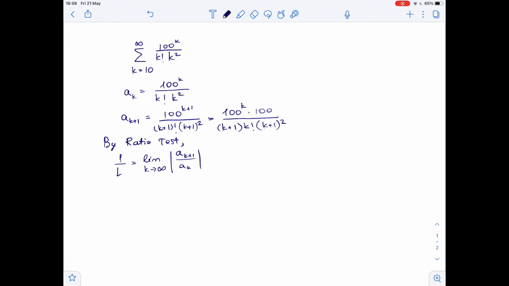Well, let's substitute the terms that we have just found. So it's equal to the limit where k approaches infinity, absolute value of 100 to the power of k times 100 over k plus 1 times k factorial times k plus 1 squared. Well, and this whole thing is over 100 to the power of k over k factorial times k squared. Well, now we need to simplify this whole thing.